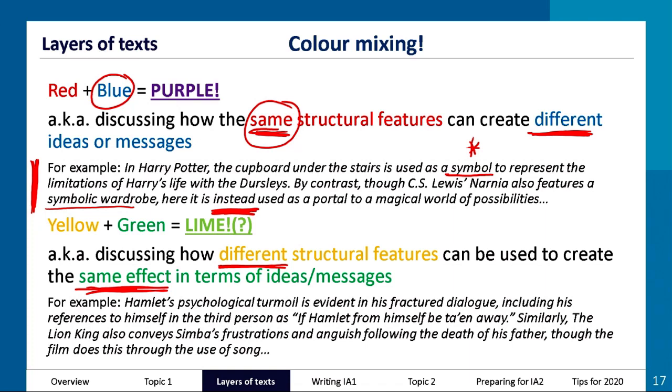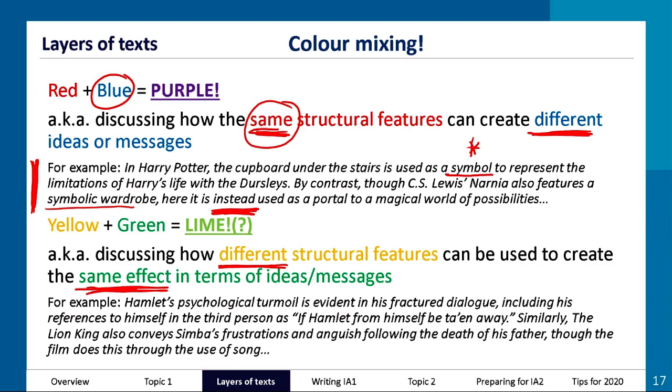These two characters, Hamlet and Simba, are sad about their fathers dying, but different structural features, because the exigencies of genre prohibit each text from doing the opposite. The play, Hamlet, can't just break out into a Disney remix, and the film can't really just have a bunch of fractured speech, because it would be weird for Simba to just break out into a soliloquy.